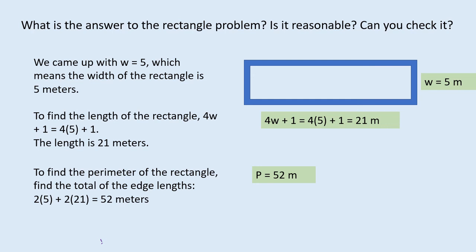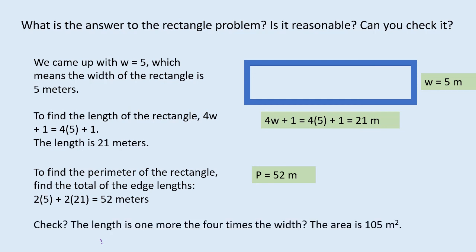As far as reasonability, we have all positive answers. That's very good. As far as checking for sure, we needed to make sure that our length was one more than 4 times the width. And we guaranteed that in our guess and check table. We forced that to happen. And then we also need to check the area one more time. When we do 21 times 5, we do get an area of 105 square meters. And so this one is done.